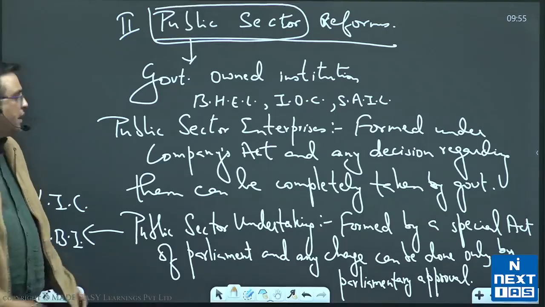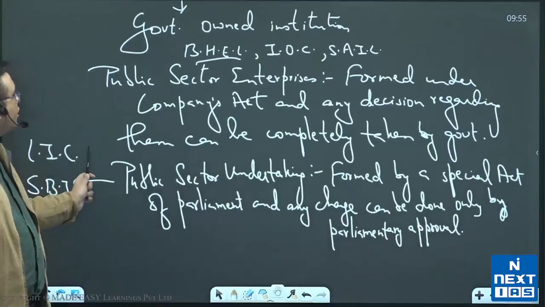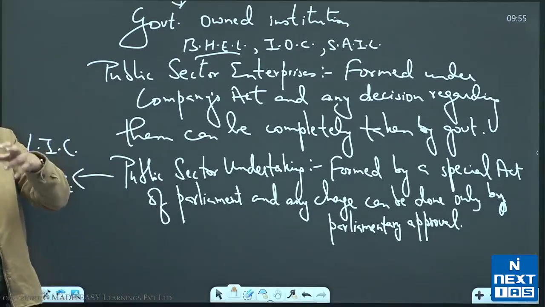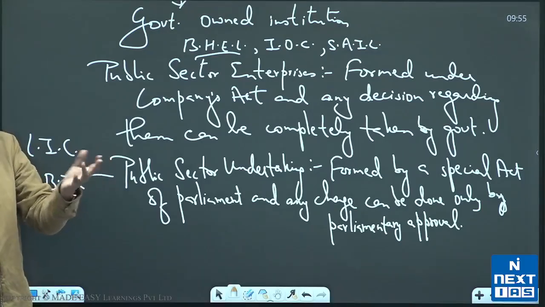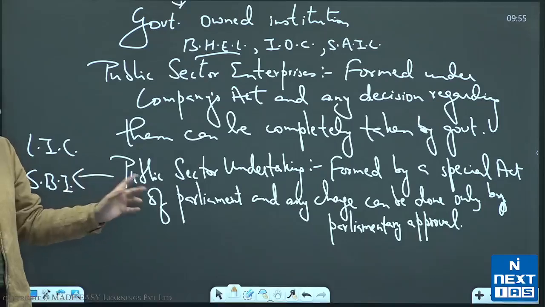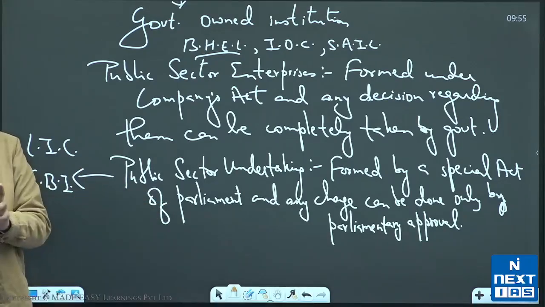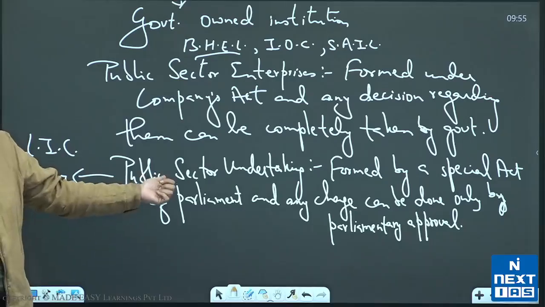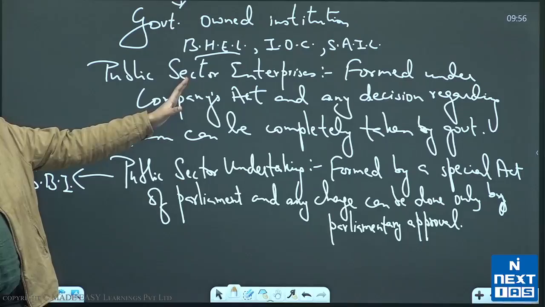Think of Bharat Heavy Electricals Limited: if the government wants, it can sell 10%, 20%, 50%, any amount of shares to the public or to another enterprise, and there will be no restriction. But in the case of LIC, when the government had to sell even 3.5% of its shares, it had to get approval from Parliament. It had to amend the act. So under an undertaking, you need to get approval from Parliament. Under an enterprise, you don't need to do that. All right.